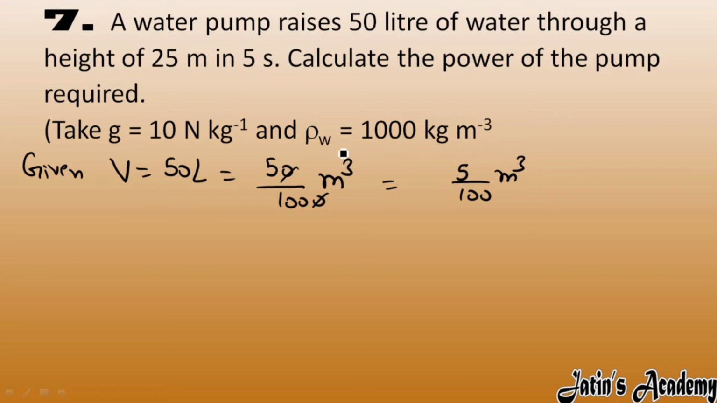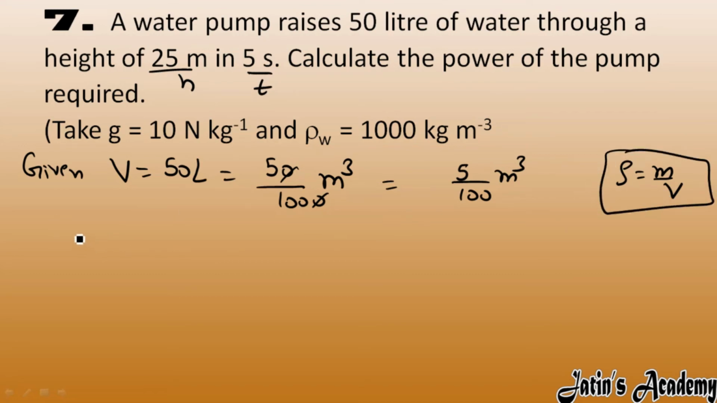Now we have to calculate mass. We know the formula: density is equal to mass per unit volume. Here we have height given and here we have time. So mass is density into volume. Density value we have 1000, and volume in SI unit we have 5 by 100. So from here we got 50 kg. So 50 kg is the mass of the water.